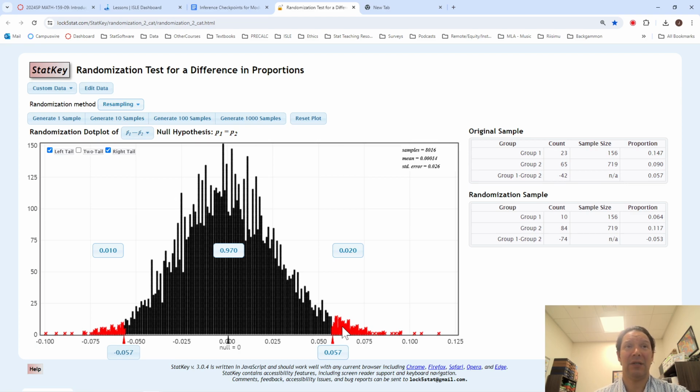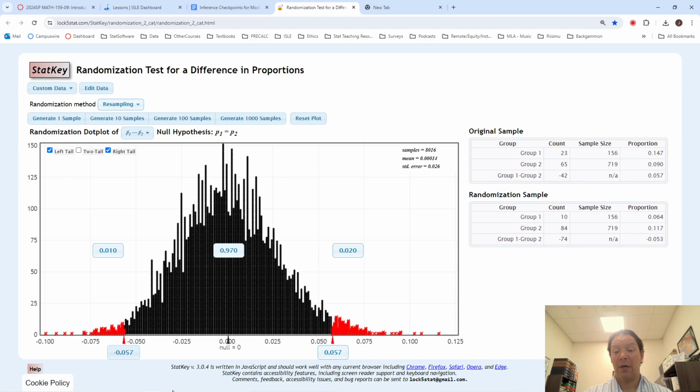But we're willing to say that this appears to be statistically significant when you use a significance level of 5%, because only 3% of the samples were bigger than 5.7% when there was no difference between the two groups. So we're going to conclude it is statistically significant. We do see a difference between Mexican and non-Latinx.